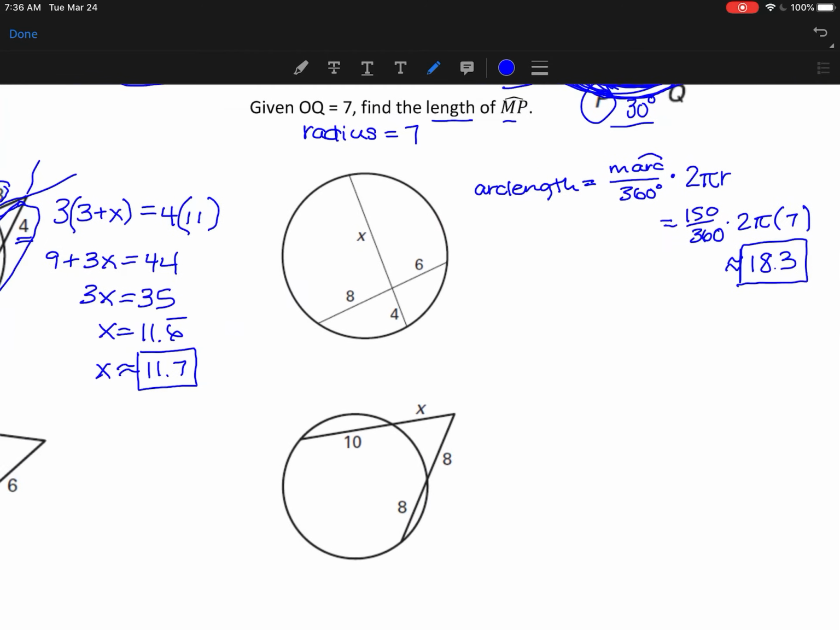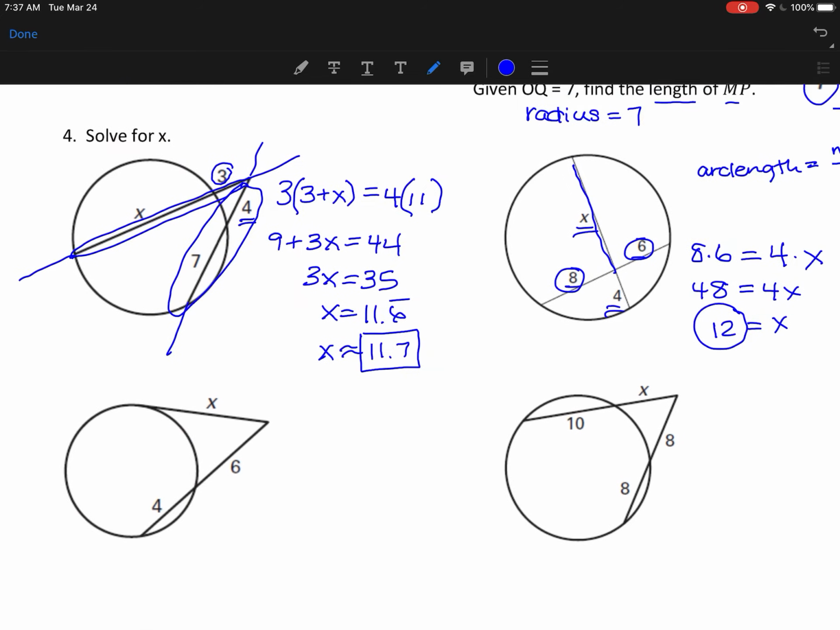Okay, the next one, 2 chords that intersect. So I've got 1, 2, 3, 4 little chunks. And the way that the setup works is I'm going to take this one times this one equals this one times this one. Great. And, you know, don't trust your picture too much, but I think that seems reasonable that that would be 12. Again, I shouldn't probably trust my picture.